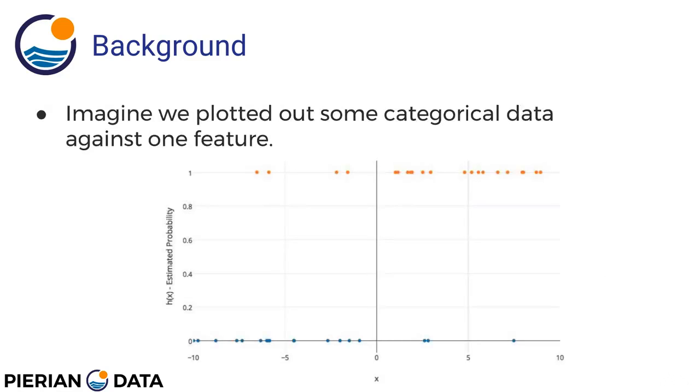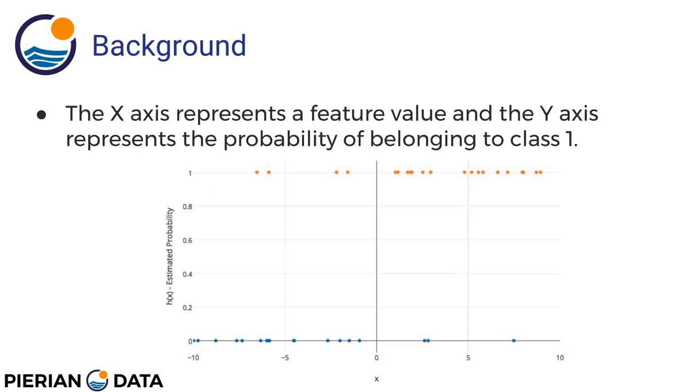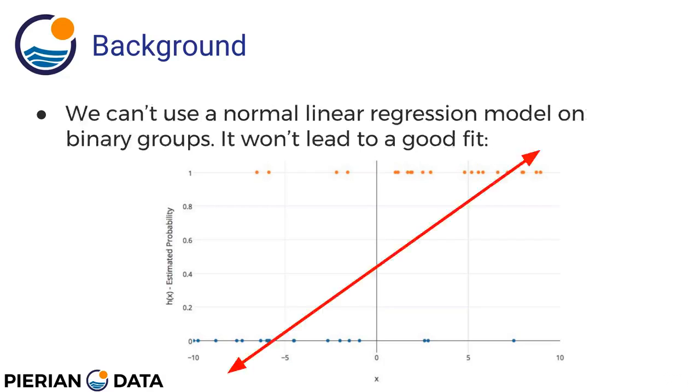Imagine we plotted out some categorical data against one of its features. On the x-axis we have some representative feature that goes from -10 all the way to 10. And the y-axis represents the probability of belonging to class 1. You can see here the blue points belong to class 0, which means they have 0 probability of belonging to class 1. And the orange points on top belong to class 1, so they have 1 or 100% probability.